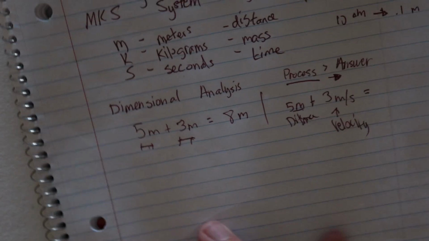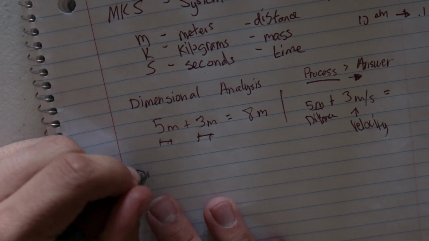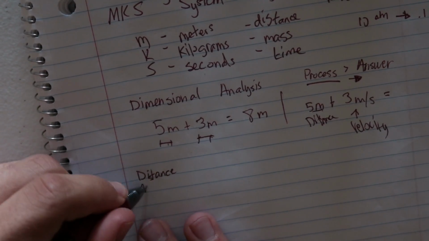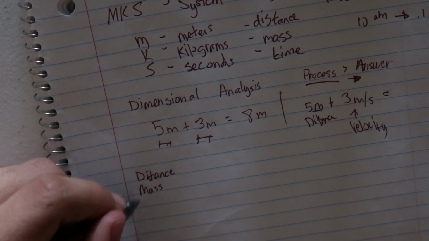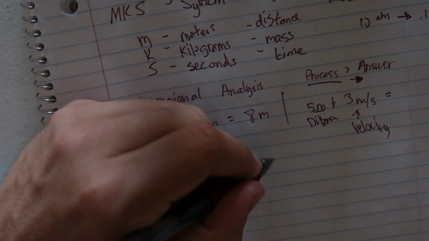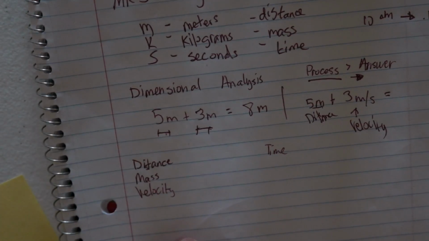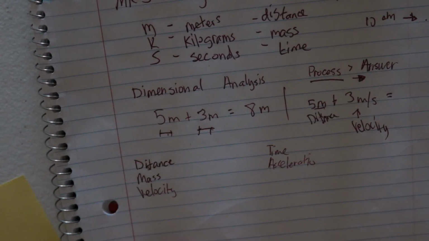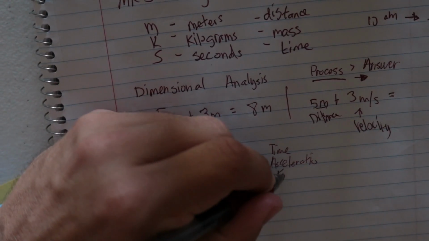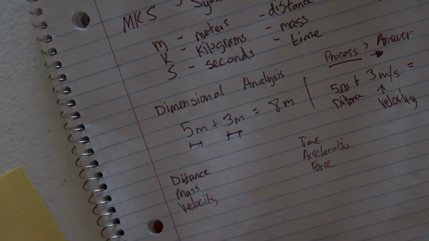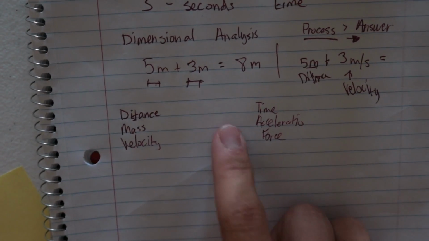Okay, dimensional analysis, some things I want to cover. So distance, mass, velocity, time, acceleration, and force. Cool. So how are each of these things measured?